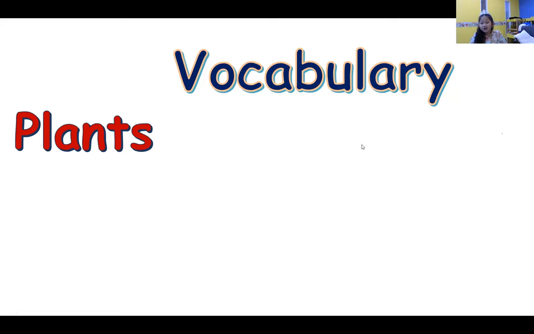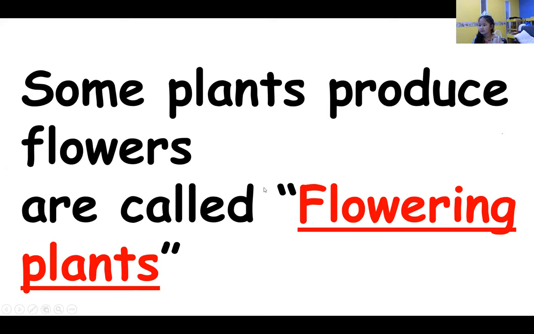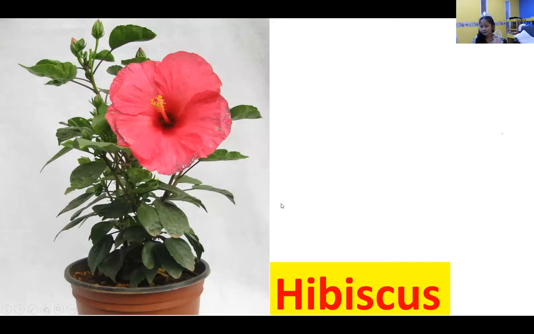Right, so these are the vocabulary. The plants, flowering, non-flowering. Some plants produce flowers and are called flowering plants. So you remember that those plants which produce flowers are called flowering plants. And also here, these are some examples.